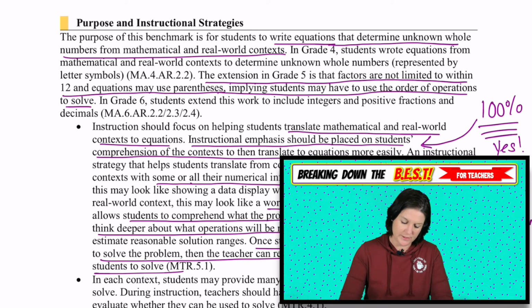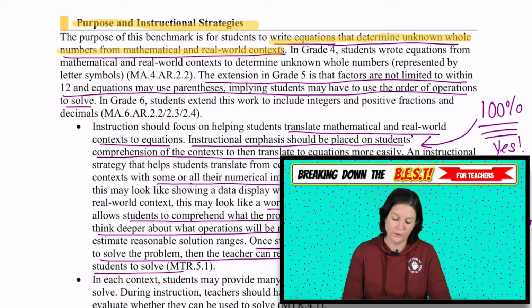For the purpose and instructional strategies section, it says that the purpose is for students to write equations that determine the unknown whole number from a mathematical or real-world context. In 4th grade, they've had some practice, but now in 5th grade, they're not limited to 12, the factor of 12.